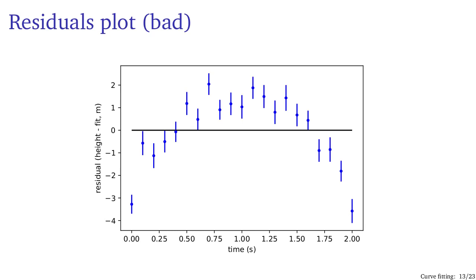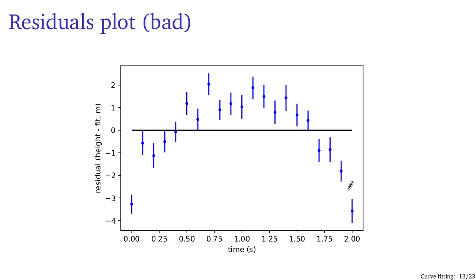Obviously a line doesn't fit a parabola very well, and most of the data points now fall more than one uncertainty away from zero residual. So that's kind of bad. Another thing that's bad about this, and this is really what you should be looking for when you're making a residuals plot, is a trend. There's a very clear parabolic trend in this residuals plot.